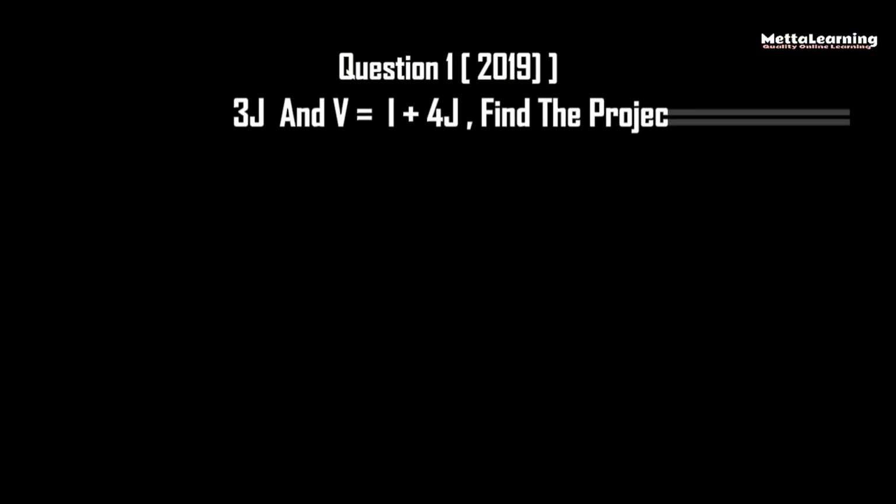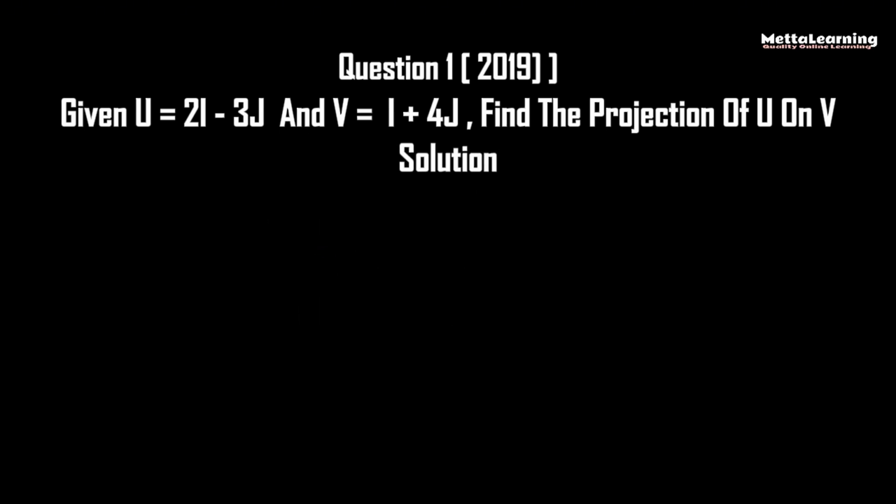It says, given u equals 2i minus 3j and v equals i plus 4j, find the projection of u on v. Now, to find the projection of u on v, the first thing we have to do is find the scalar product of u and v. Then the next thing is to find the magnitude of v. To find the projection, we divide the scalar product of u and v by the magnitude. So that gives us the projection.